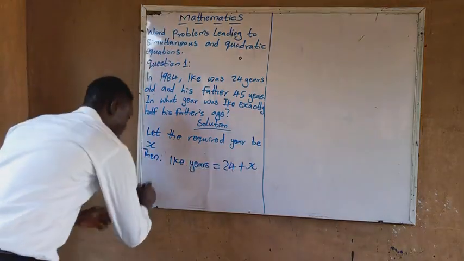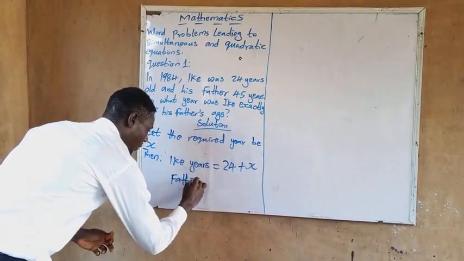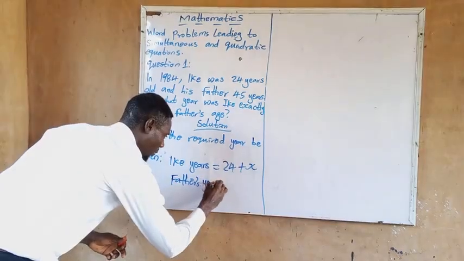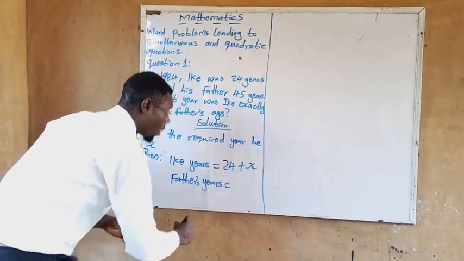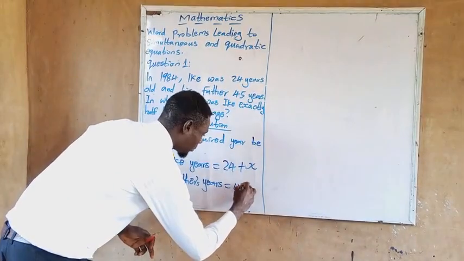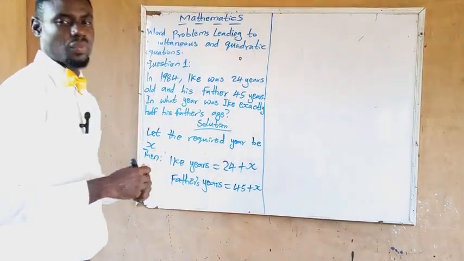That means the father's years will be equal to 45 years plus X. You see?